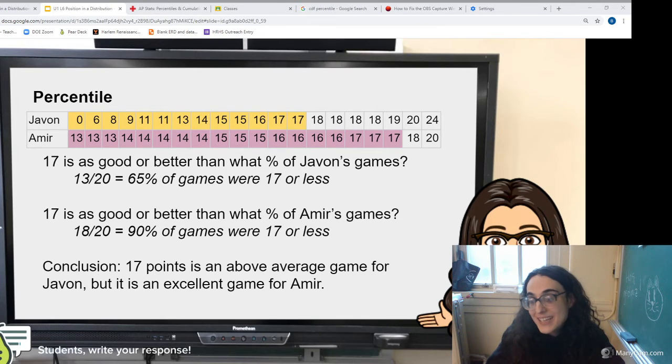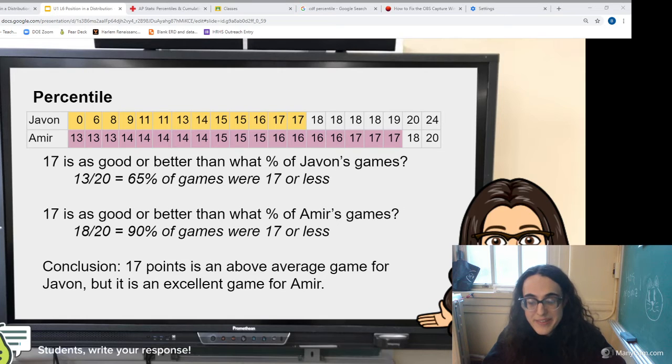So we can highlight that here. I went ahead with Javon, I highlighted in yellow, and Amir, I highlighted in purple. The yellow is going from 0 up to 17 for Javon. And we notice he had 2 games of 17, and I included both. So we're asking what percentage of games did he score that many points or worse? So 13 out of his first 20 games, he scored 17 points or less.